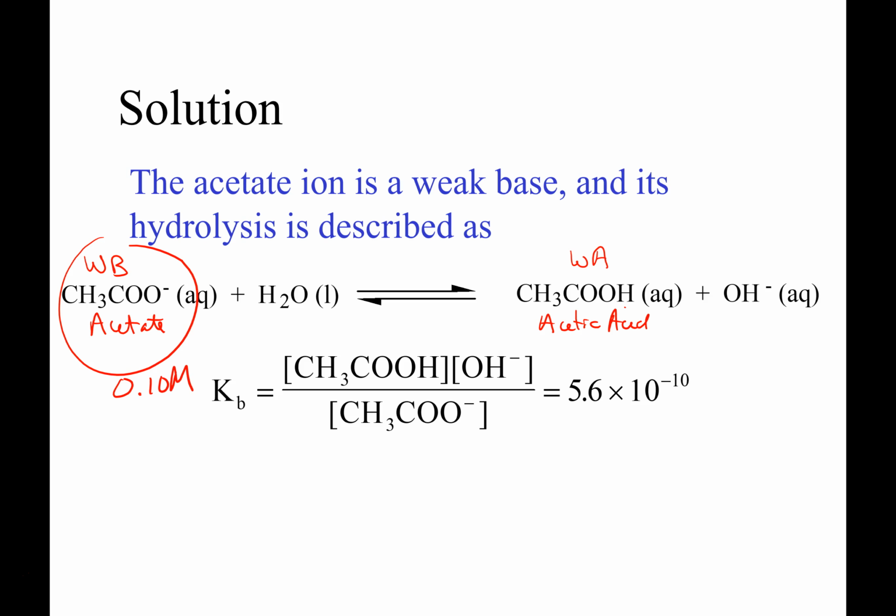But we can't, it's not a simple one-way arrow. If it were that simple, we could just go over here and put 0.10 molar, 0.10 molar, but we can't do that, because it doesn't entirely ionize. It goes back and forth. This right here, by the way, is what we call the initial molar concentration of CH3COO minus.